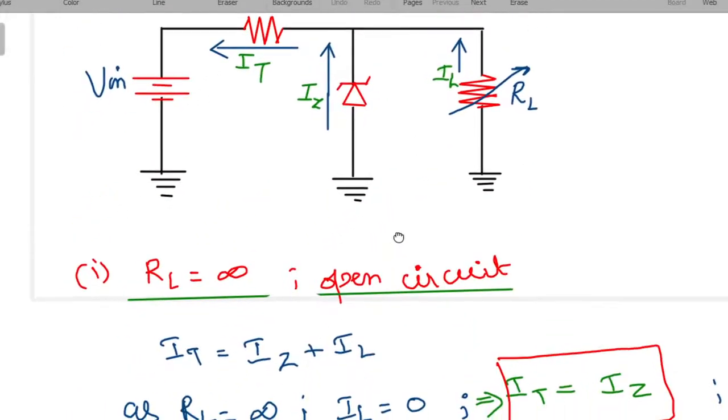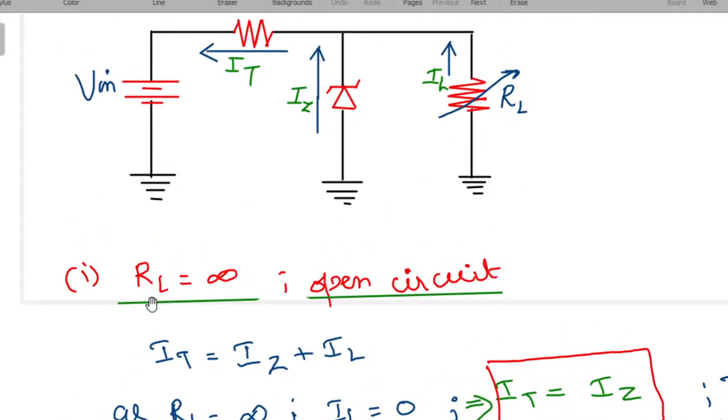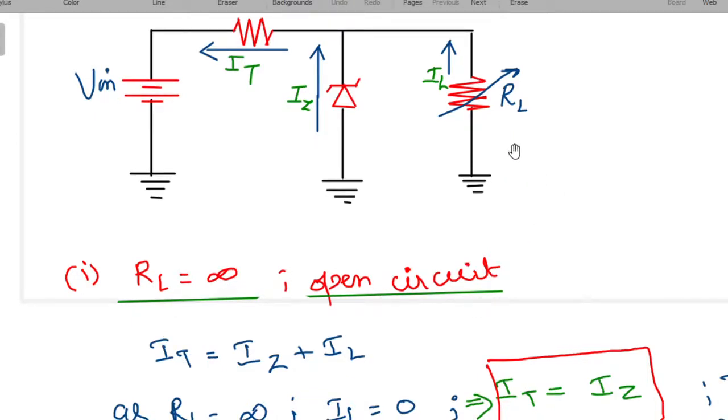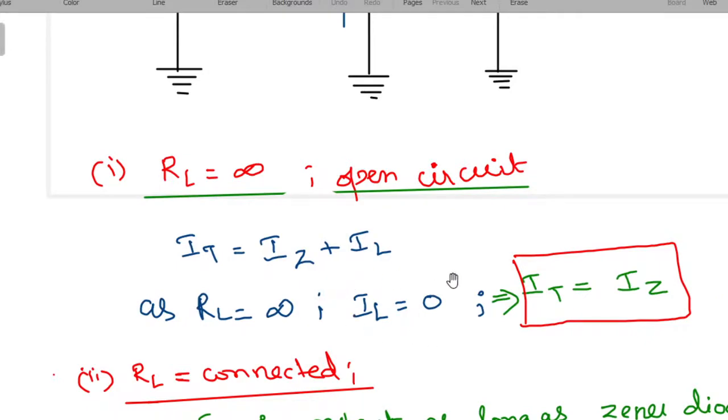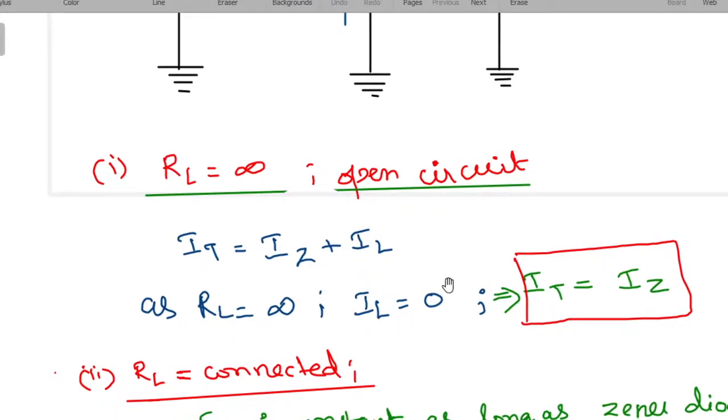In this category we consider two extreme conditions, like RL equal to infinity. We want to change the RL value, so we are going for the extreme range. RL equal to infinity means it is the open circuit. If it is open, what happens? There will not be any current, right? So here IL is equal to 0, since RL is equal to infinity.